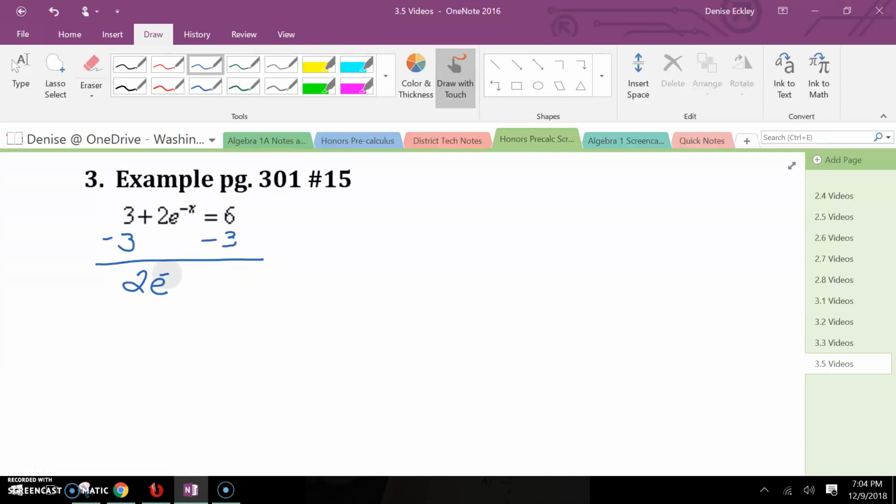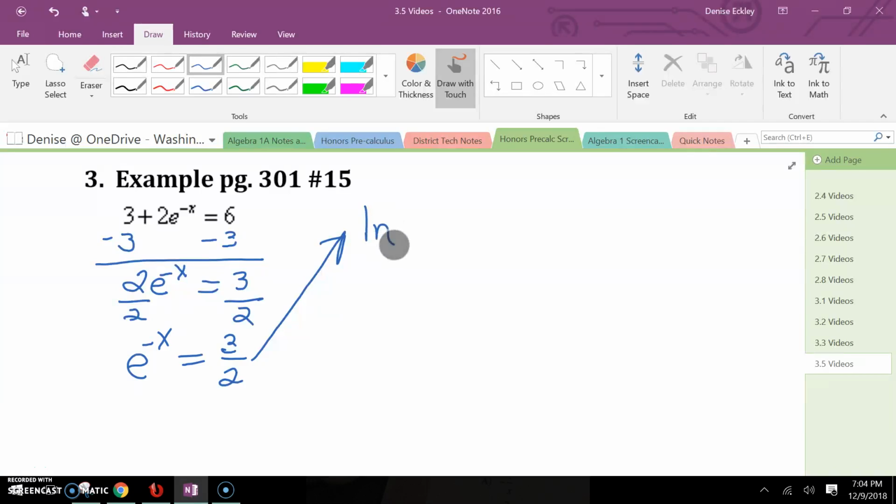So I have 2e to the negative x equals 3. Divide everything by 2. So I have e to the negative x equals 3 over 2. Now I'm going to take the natural log of both sides. So I get the natural log of e to the negative x equals the natural log of 3 over 2.